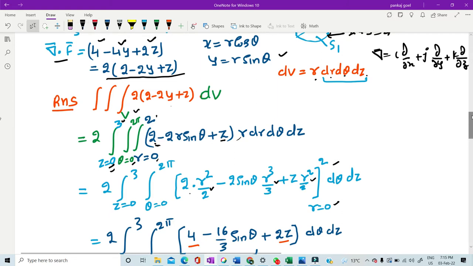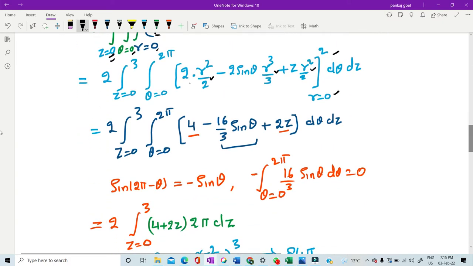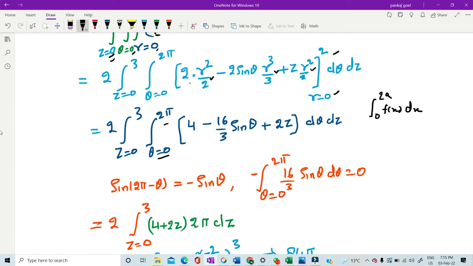If we put the limit, we will get 4 minus 16/3 sin theta and this one minus 2z. Now this limit is theta equal to 0 to 2 pi. Now I want to apply the formula for the integral from 0 to 2a of f(x) dx. And here f(x) is equal to sin theta for the second term, this one.